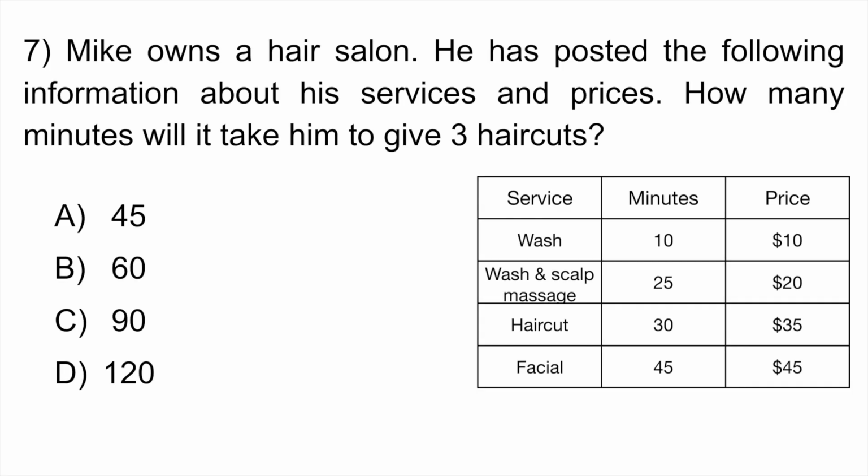Mike owns a hair salon. He has posted the following information about his services and prices. How many minutes will it take him to give 3 haircuts? All right, so this problem just wants you to be able to take information from a table and do a quick calculation. So what you do is you look first at the first column, at the service, and you look at haircut. And then you look at the next column and you look at the minutes it takes him. So you can see that it takes him 30 minutes to give 1 haircut. And in the question they're asking us, how long will it take him to give 3 haircuts? Okay, so all you have to do is multiply those 30 minutes times 3, and that gives you 90 minutes.